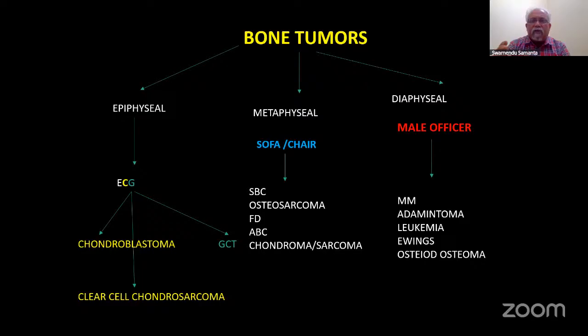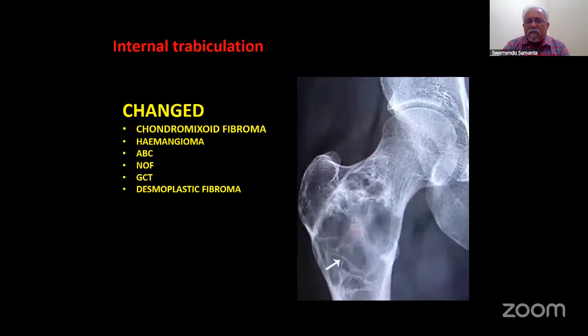Shortlist your bone tumors into epiphysis, metaphysis, and diaphysis. For the epiphysis, remember ECG: C is chondroblastoma or clear cell sarcoma, and G is GCT. For the metaphysis, remember sofa and chair: S for SBC, osteosarcoma, fibrous dysplasia, ABC, aneurysmal bone cyst, or chondroma or chondrosarcoma. For the diaphysis, remember male officer: multiple myeloma, adamantinoma, leukemia, Ewing's, and osteoid osteoma. These are a few small mnemonics to remember for your exam purposes.